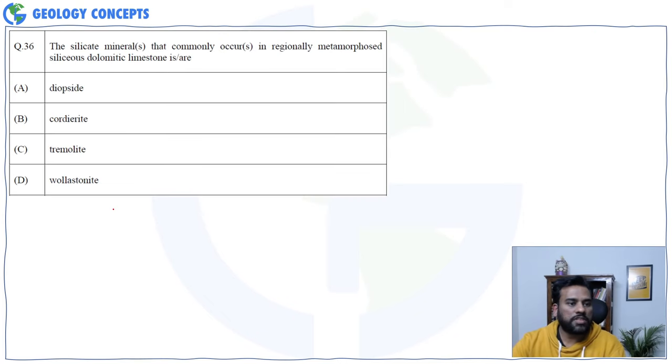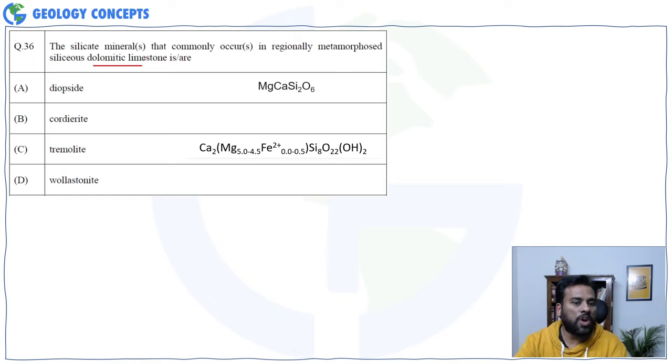35th. Next question, 36. The silicate minerals that commonly occur in regionally metamorphosed siliceous dolomitic limestone. See, diopside has a formula of MgCaSi2O6 and tremolite has calcium, magnesium, iron. So A and C is the correct option.